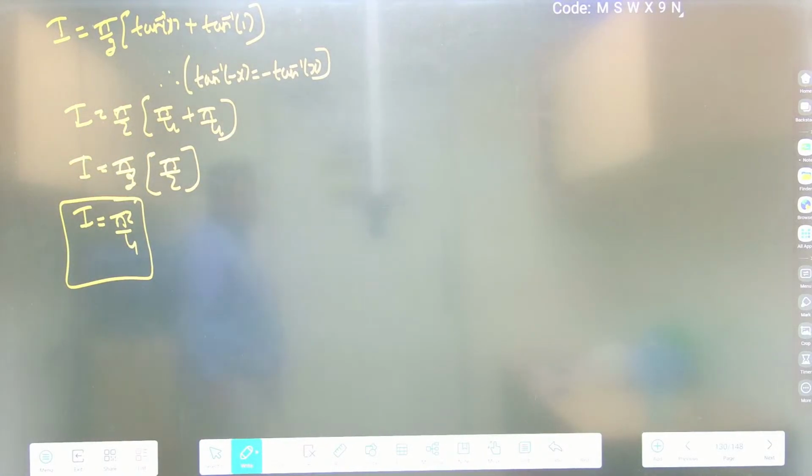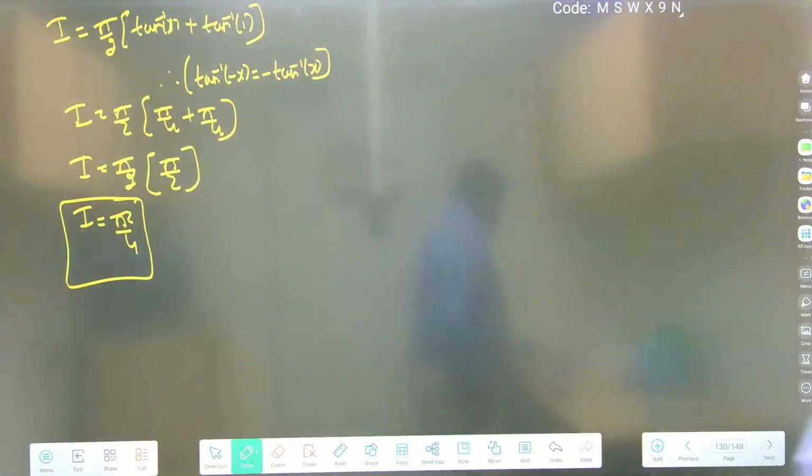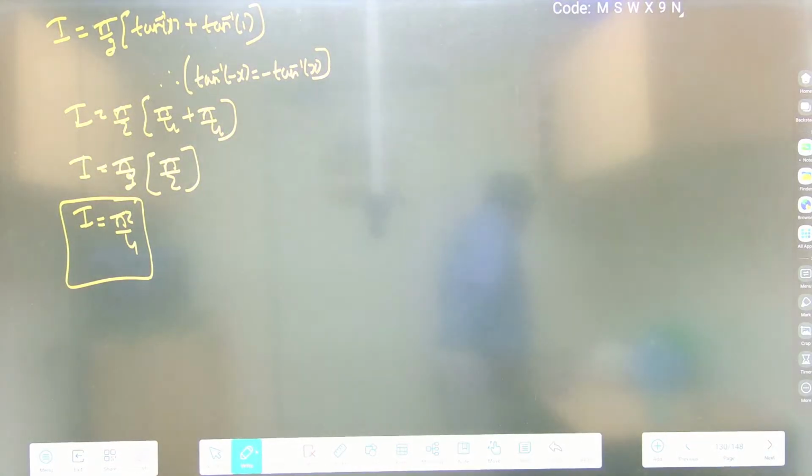So one more question, the last question from definite integrals. If you are done with this question, we will be completing. This is the ninth question, the last question. Let us take up the ninth question.